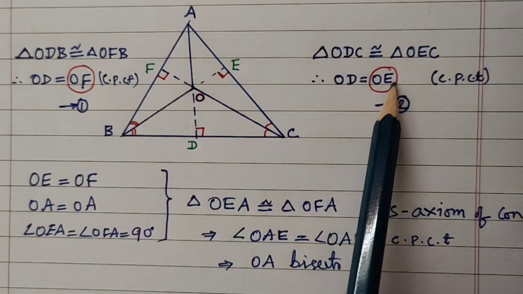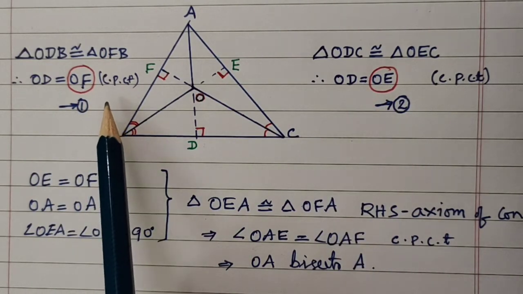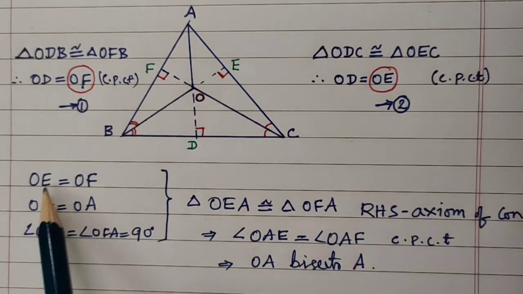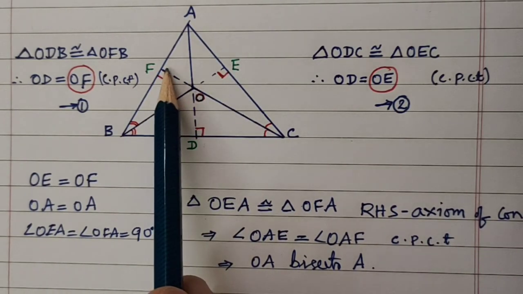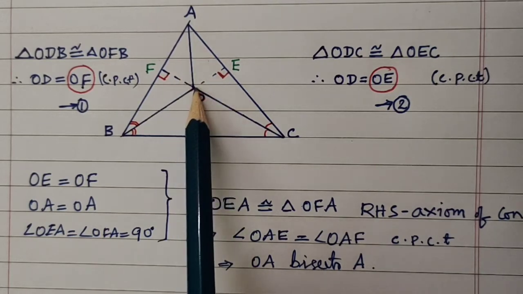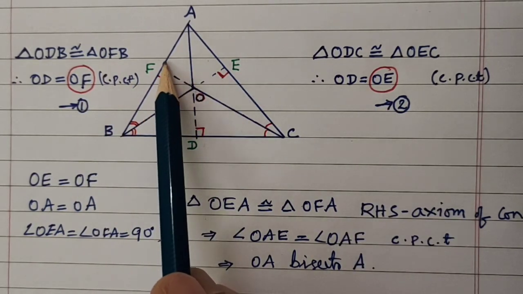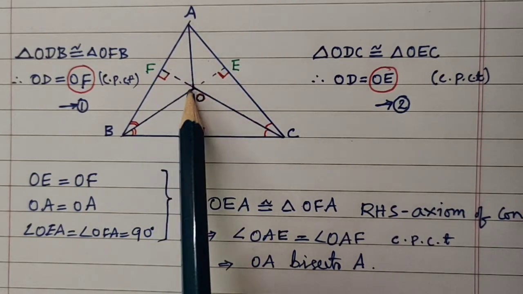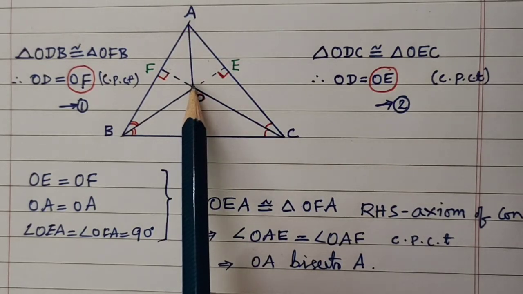So from 1 and 2, because OD is equal to OF and OD is equal to OE, we get OE is equal to OF. And OA is equal to AO. We are taking these two triangles now, AOF and AOE. OE is equal to OF from 1 and 2, and this is 90 degrees and this is 90 degrees, angle AFO and angle AEO are equal, and AO is common.